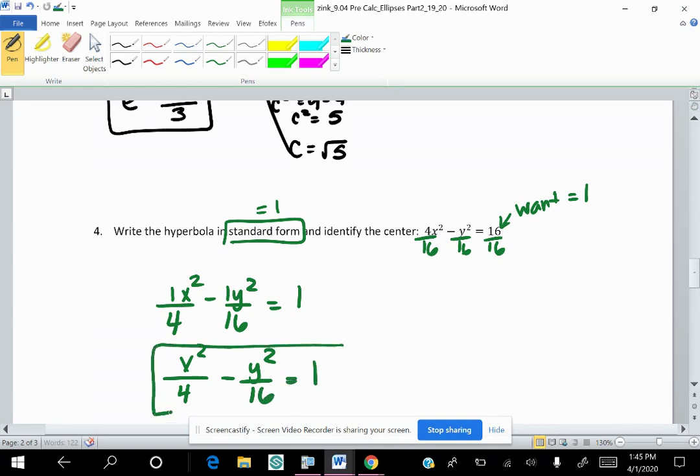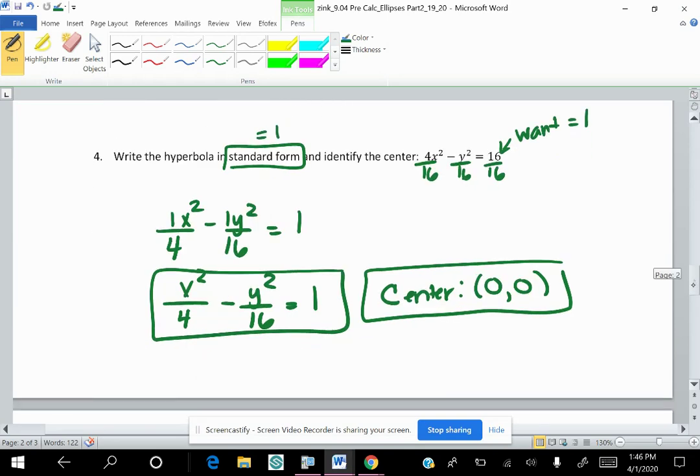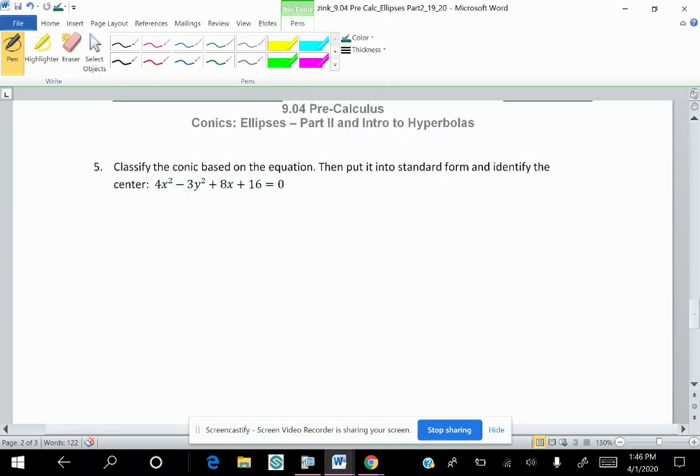This would be your standard form, and your center would be whatever's being added to x, which is nothing, and whatever's being added to y, which is nothing, would be 0, 0. And the last one, we have another one. Classify the conic based on the equation, put it into standard form, identify the center.